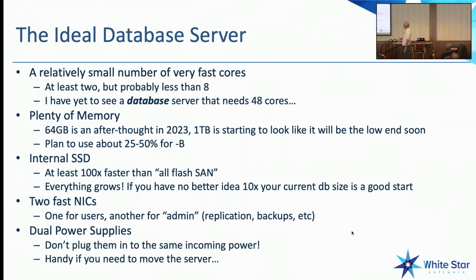And you should plan to use 25 to 50% of it for your buffer cache, because big buffer caches are way more performant than small buffer caches. If you have -B 100,000, you're not even trying. If you have -B 1,000,000, okay, all right, that's good. That's a good start. Let's keep going. You can go much higher than that.